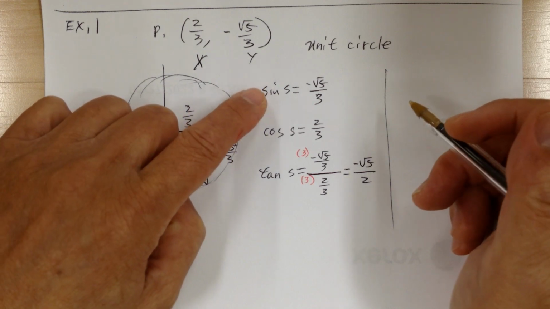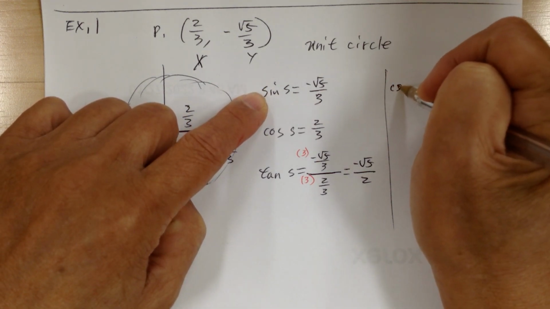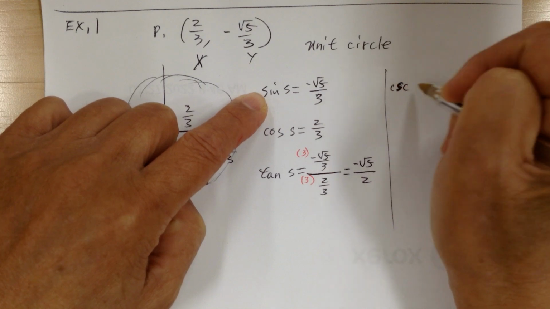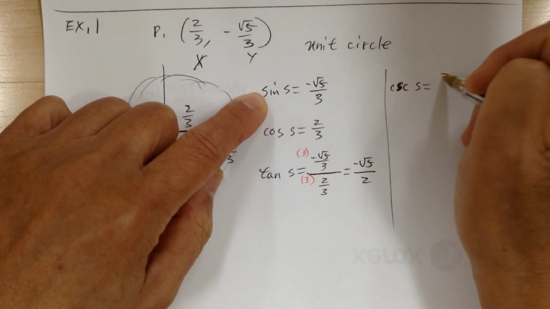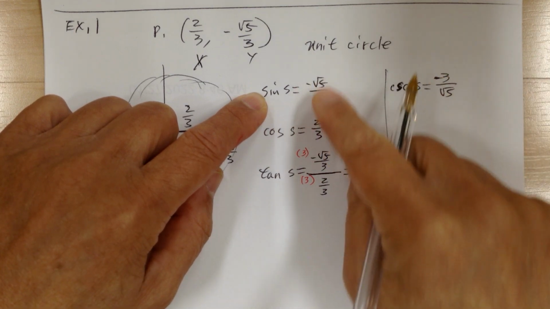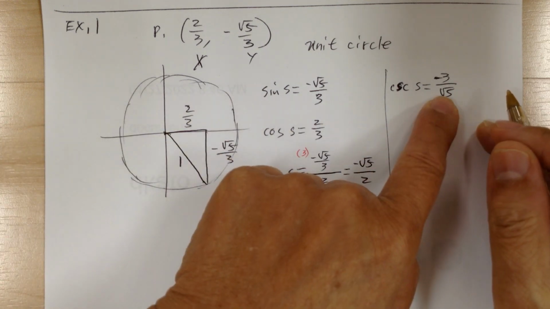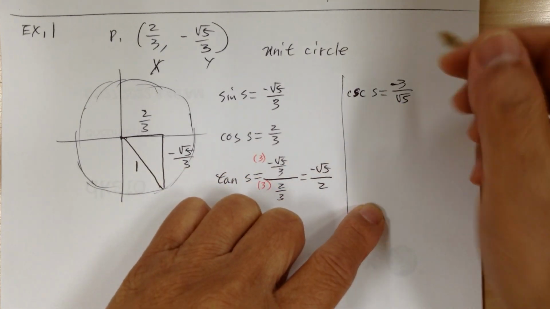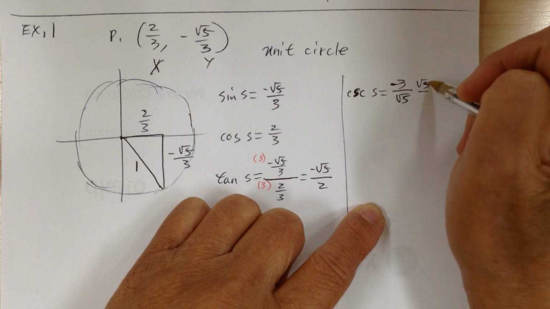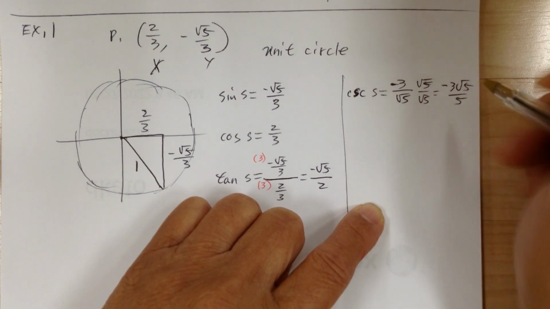Okay, so the reciprocal of sine is cosecant. So CSC, cosecant S will equal negative 3 over square root of 5. Now remember, the negative can go on top, the bottom, the middle, it doesn't matter. It can go anywhere. And then from here, you have to simplify that. You have to multiply by square root of 5 over square root of 5. So this is equal to negative 3 square root of 5 over 5.